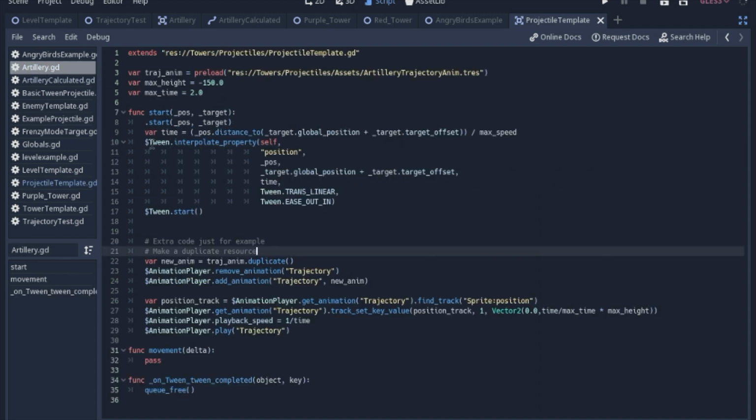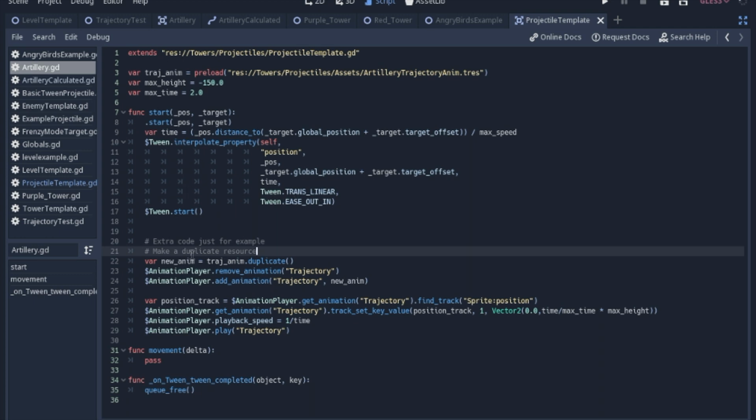And then we're going to interpolate the property just like before when we were following the path, but this is actually going to just go directly at the target. We're going to interpolate the property. The first thing you need is the object, so it's ourself. We're going to interpolate our own position from the starting position to that target position with the offset, so that way it aims at the actual alien. It's going to take this amount of time. So we're going to do trans linear, and I did ease out.